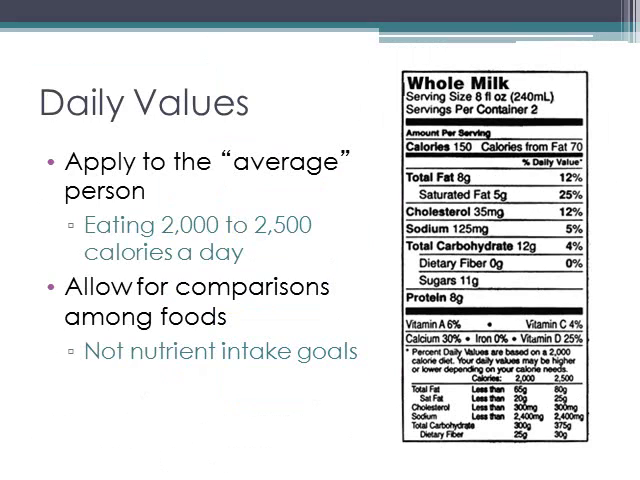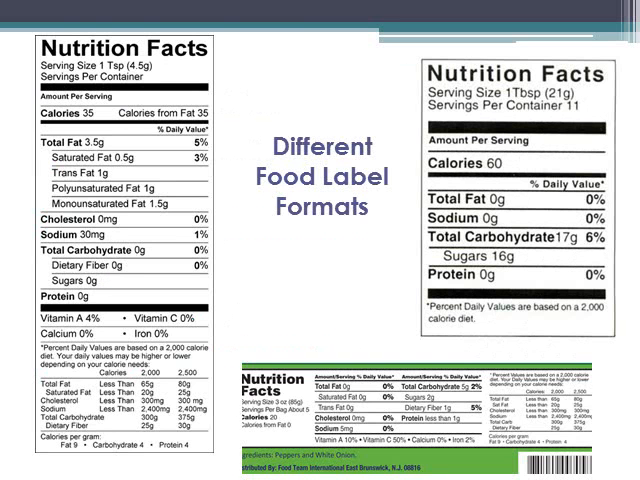A little bit more about the daily values. Again, these are applying to the average person who is eating 2,000 to 2,500 calories a day, which is what most of our recommendations are based on. But not everybody needs that much, and some people may need more. So again, just use this as a rough guideline and to make comparisons among foods and not necessarily for your own nutrient intake goals.